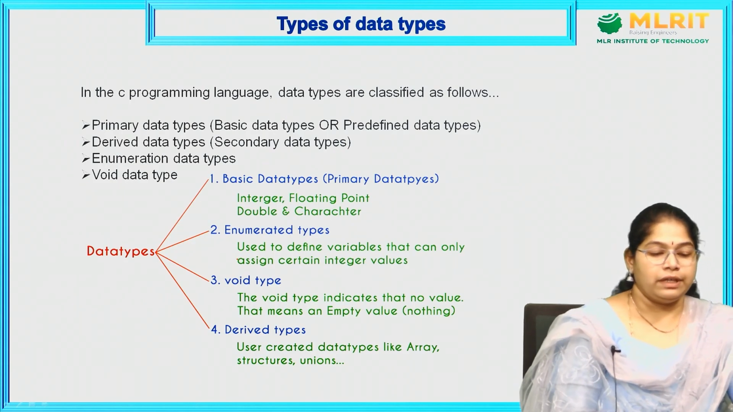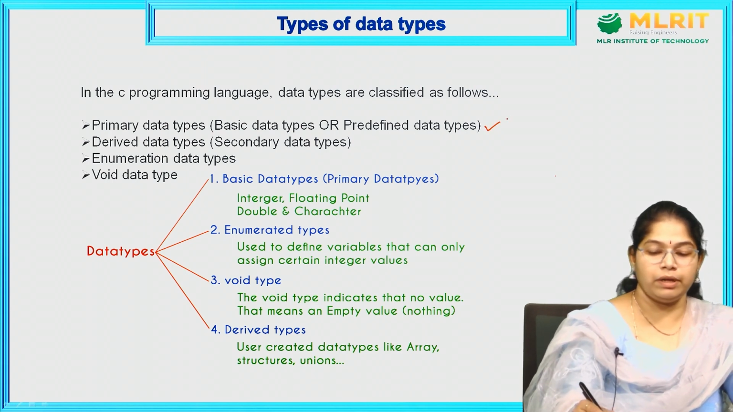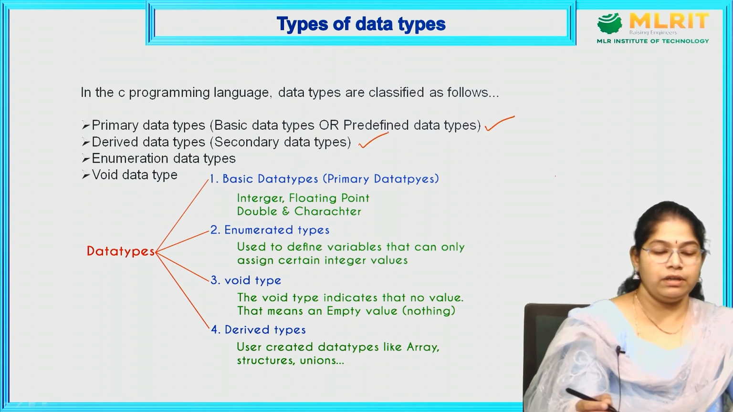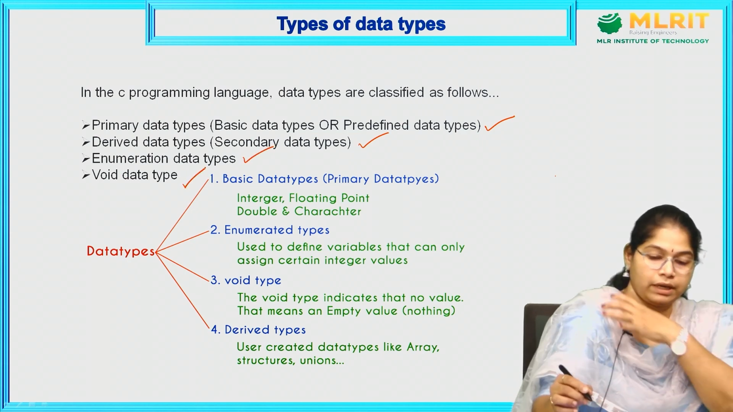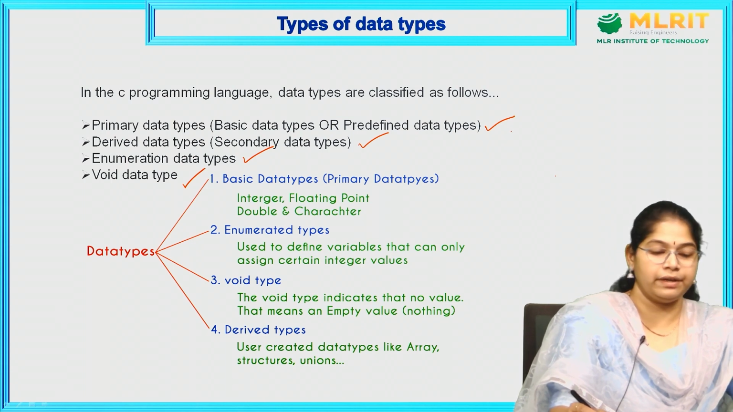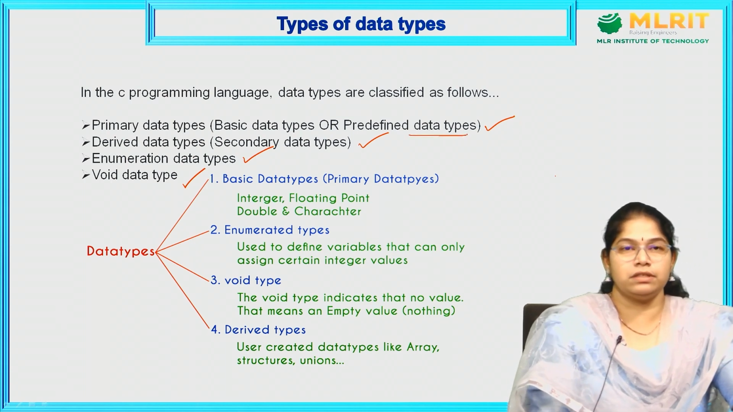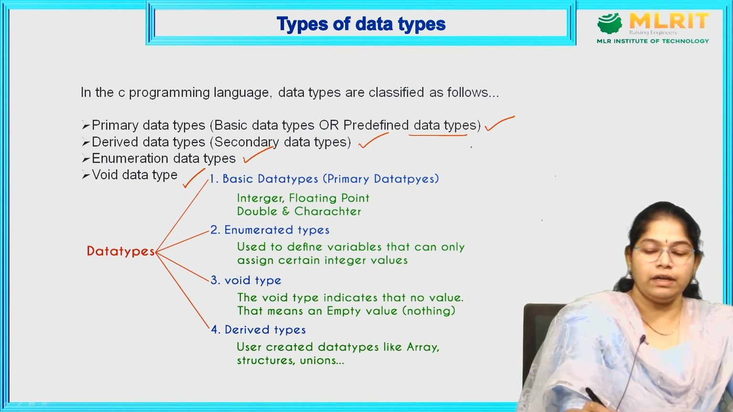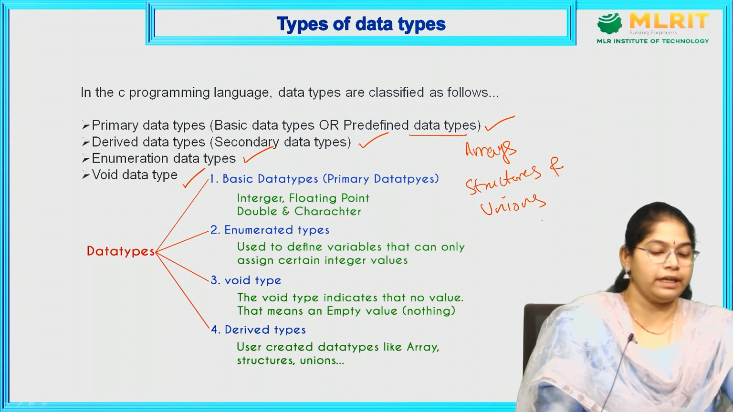Types of data types. The types of data types are classified as follows: primary data types, derived data types, enumeration data type and void data type. Primary data types are also known as predefined data types. That means their meaning is already predefined in the system. Then derived data types are arrays, structures and unions. These come under derived data types.